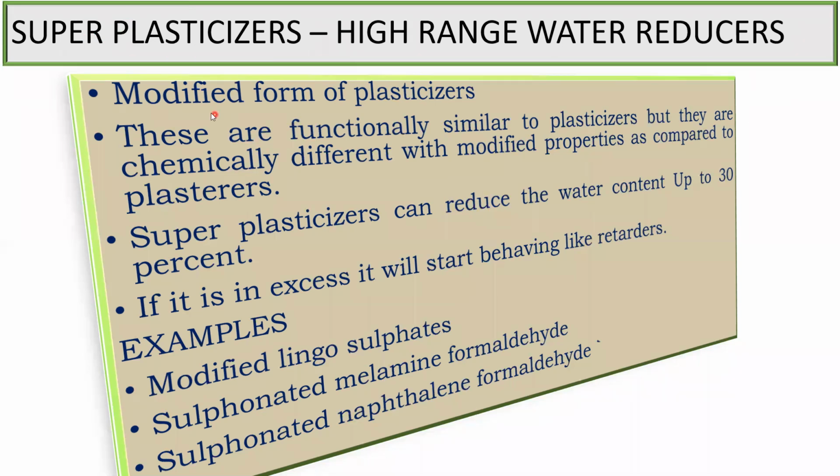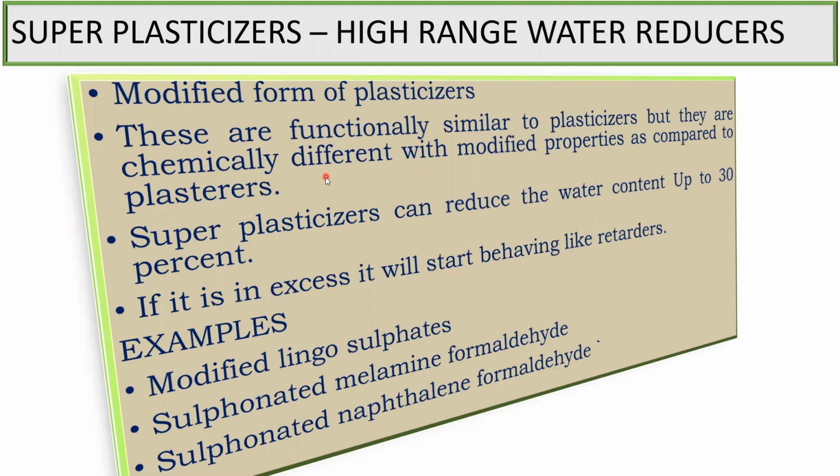These are called modified forms of plasticizers. They are functionally similar to the plasticizer, but they're chemically different. Chemically different means the certain compounds we add in the plasticizer, the percentage of those will change, giving modified properties compared to the plasticizer. Super plasticizers can reduce the water content up to 30%, while a plasticizer can reduce the water content by 10 to 15% maximum.